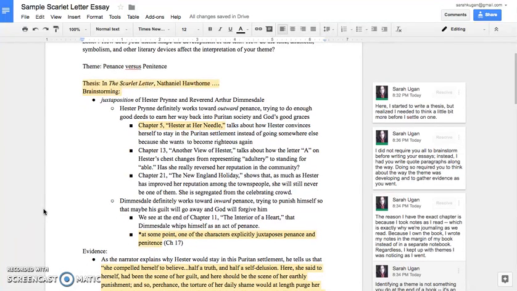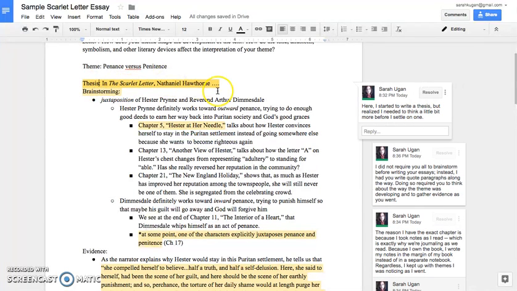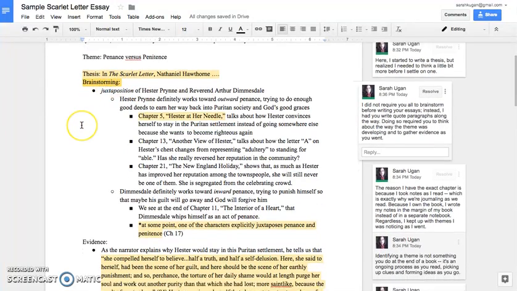For my theme, I chose penance versus penitence, which we've talked about quite a bit in class, and I didn't want to steal anyone else's theme from class. You can see here at the very beginning I started to write a thesis and then decided that I really don't have enough information to decide what my thesis is, so I'm going to brainstorm a little more.